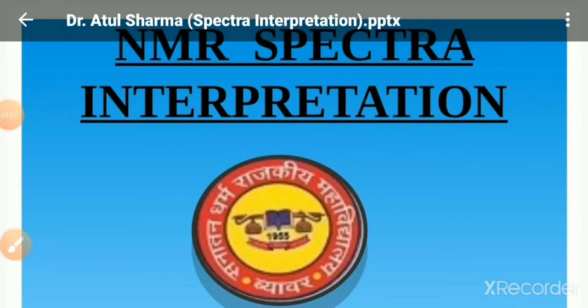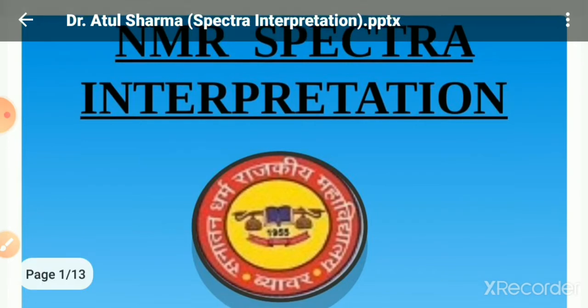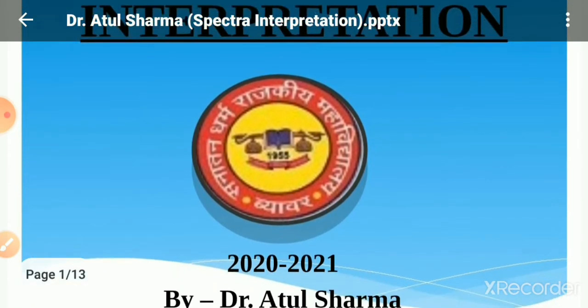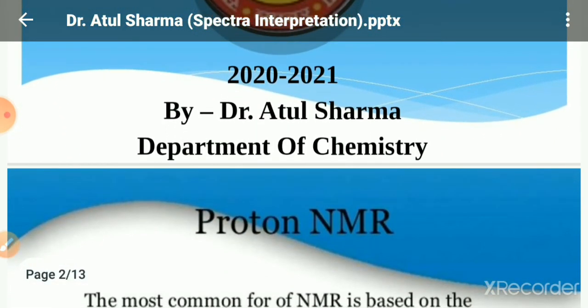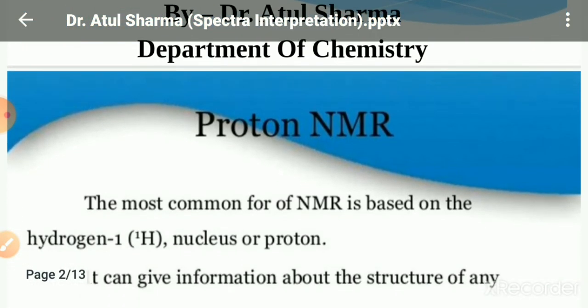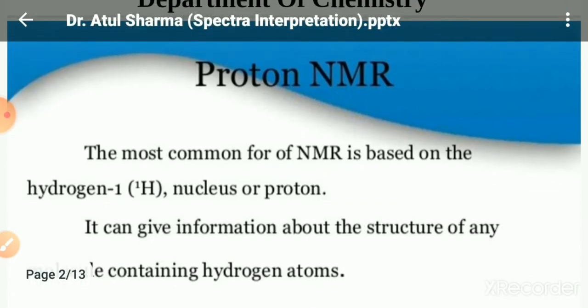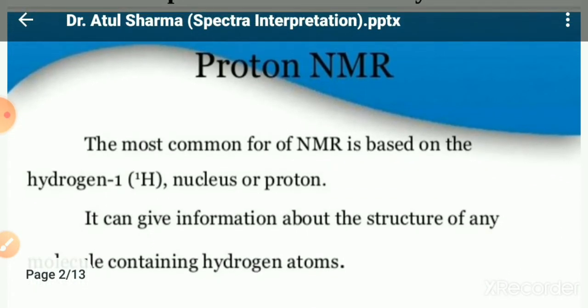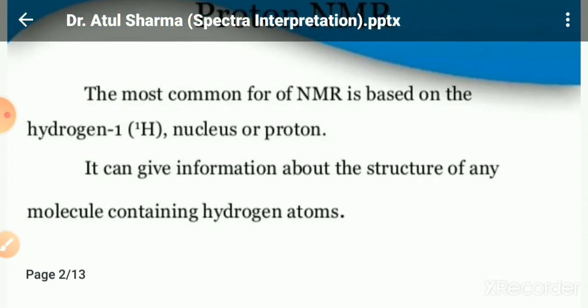NMR spectra interpretation. Proton NMR. The most common NMR is based on the hydrogen nucleus, or proton. It can give information about the structure of any molecule containing hydrogen atoms.